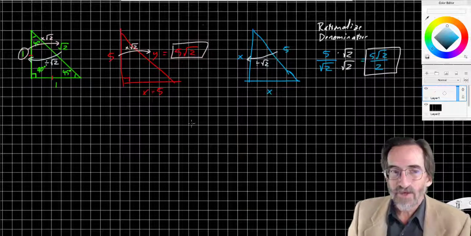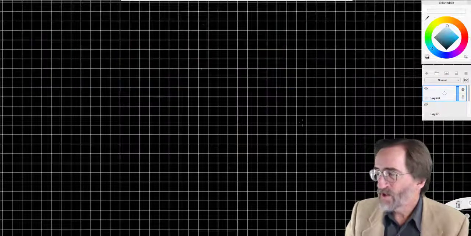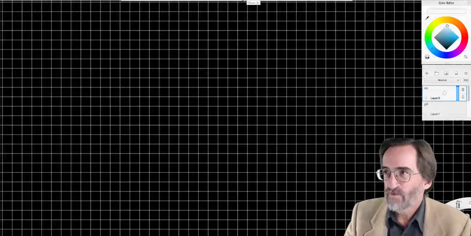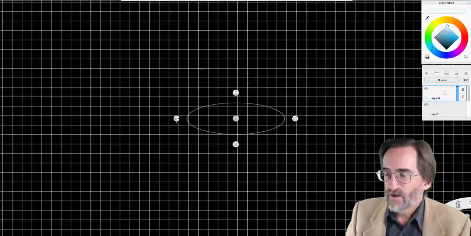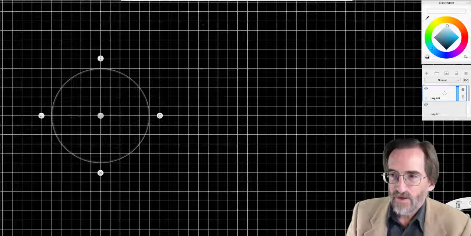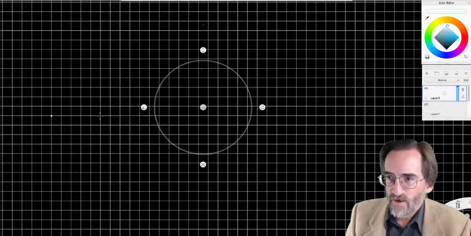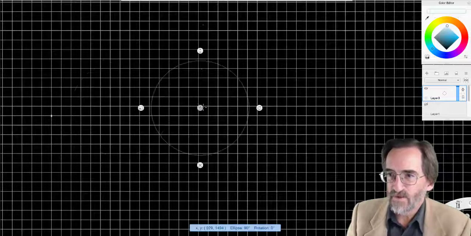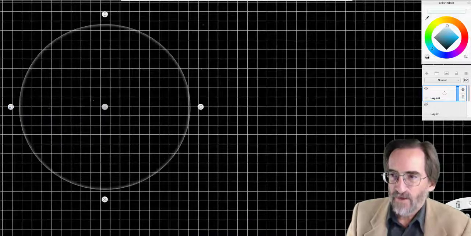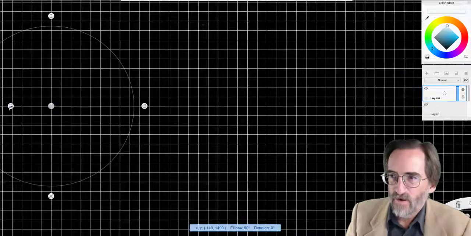Okay. The other triangle that we solve is the 30-60-90. Now, for that, I like to start with an equilateral triangle. So we're going to do an equilateral triangle here. Actually, let's do it bigger. Okay, so let's go here and here.